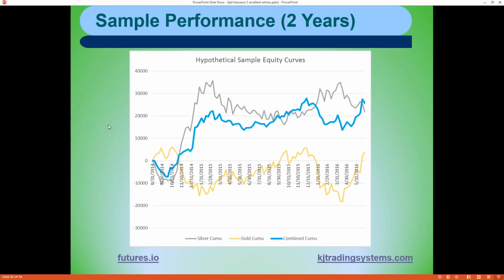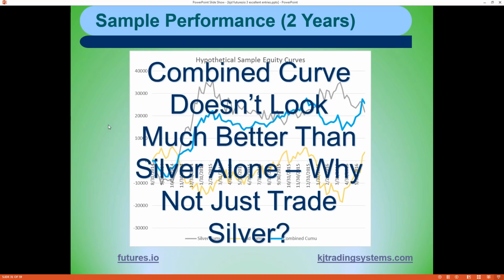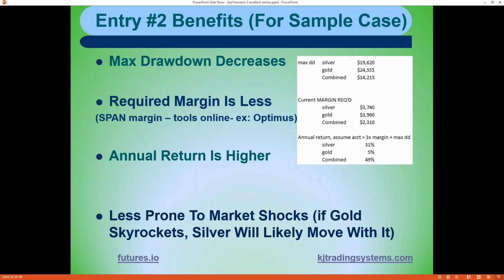Now you might look at that and say, well, wait, the combined curve doesn't look much better than silver alone. Why don't I just trade silver? Why do I want to be trading gold when gold didn't really add anything here? It was kind of break even this whole period. Okay, well, that's fair enough. But there's some good reasons why this combined strategy is still a good one.